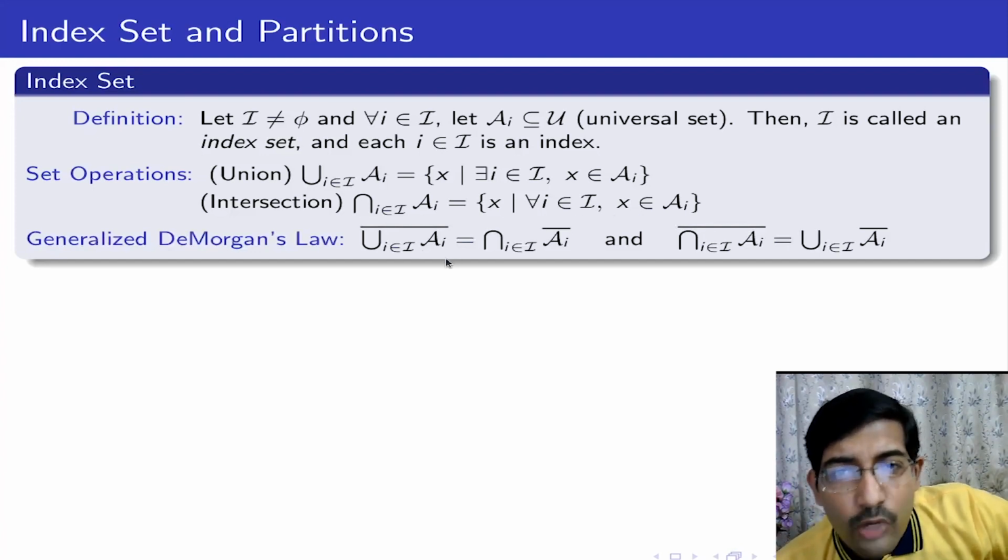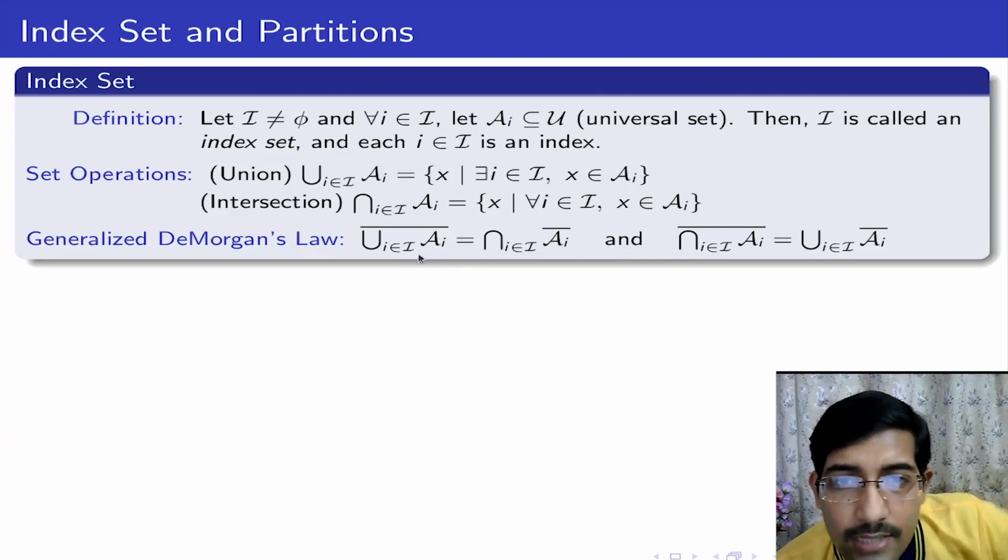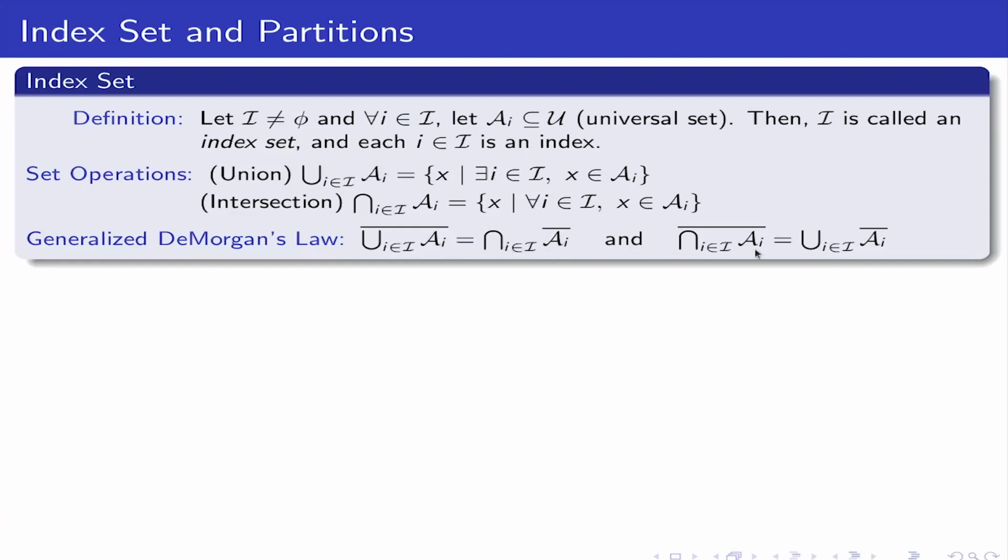So the generalized De Morgan's law, we have done it with 2 sets. It can be generalized over multiple sets. Like if you have the union of Ai and you take the complement of it, it's just complementing each set and taking an intersection. The complement is pushed in, just like De Morgan's law. You can prove it as we have shown some of the proofs.